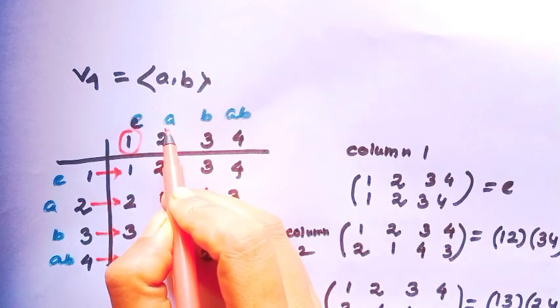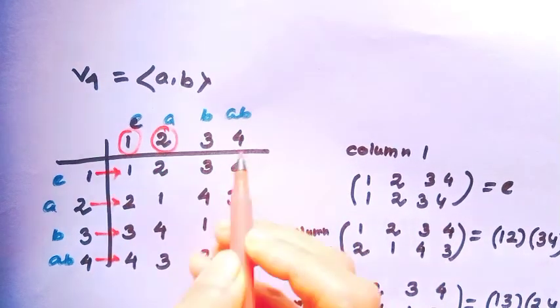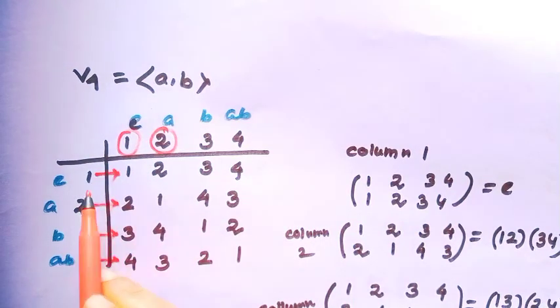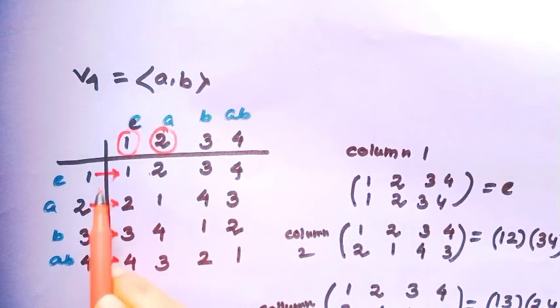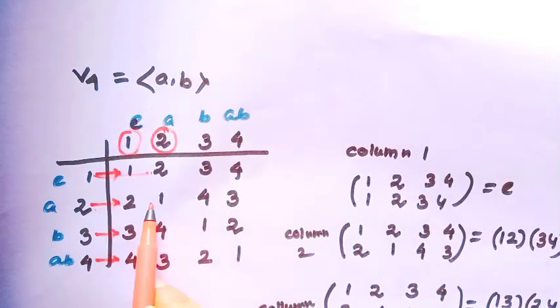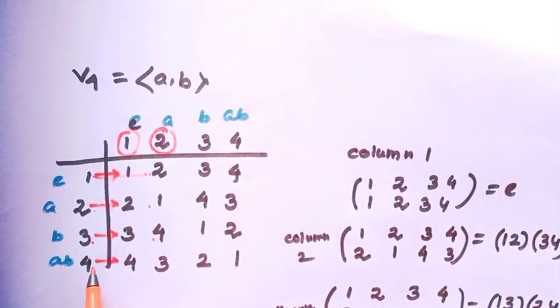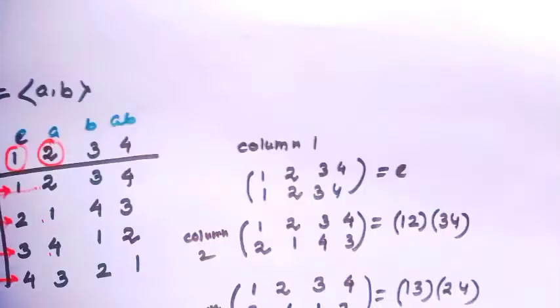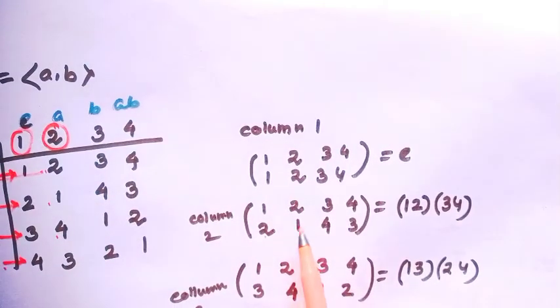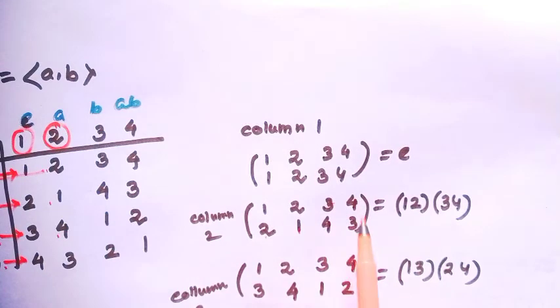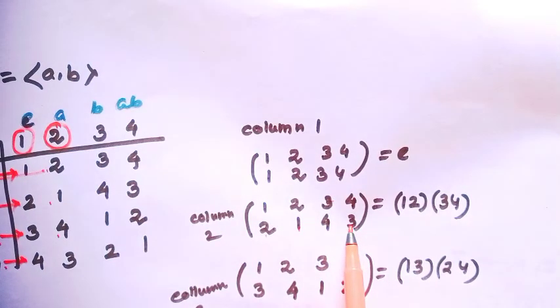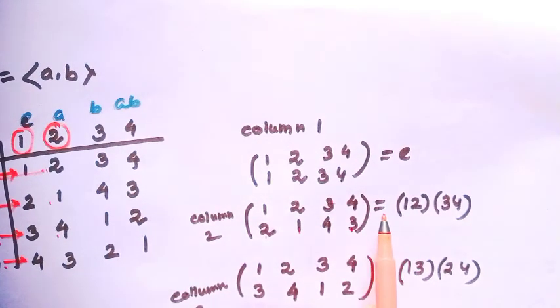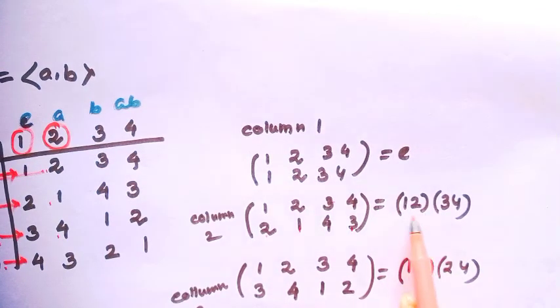Second is column 2. Next element of column 2 is 2. Here 1 maps to 2, 2 maps to 1, 3 maps to 4 and 4 maps to 3. That means this is similar to this: 1 maps to 2, 2 maps to 1, 3 maps to 4 and 4 maps to 3. And this is similar to a 2 transposition, (1, 2) with (3, 4).